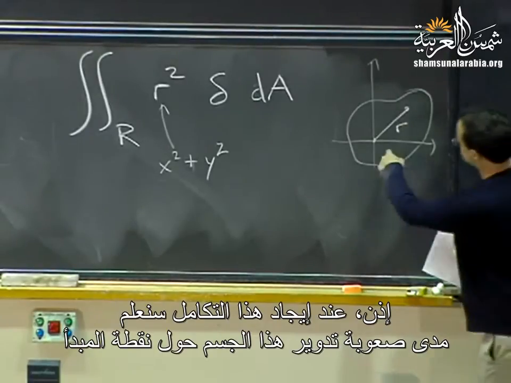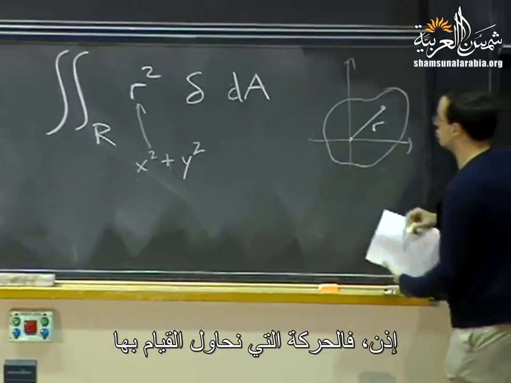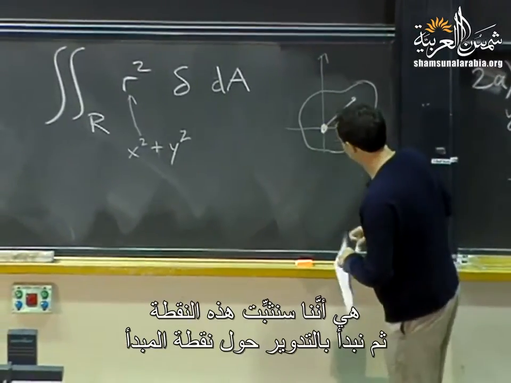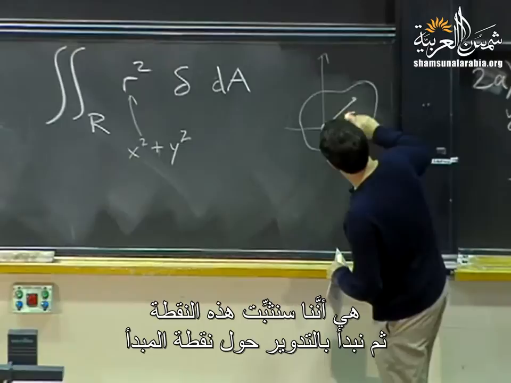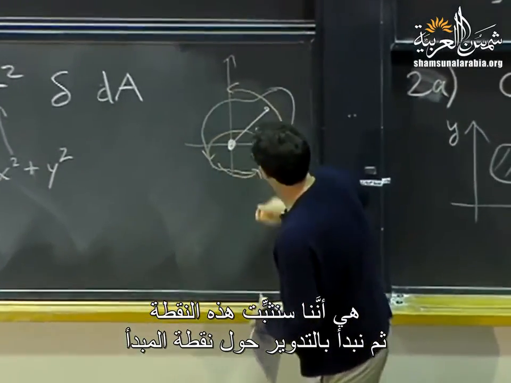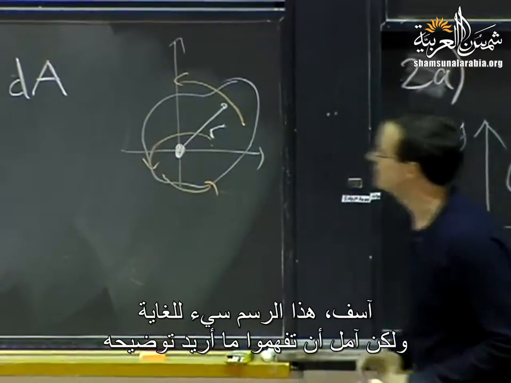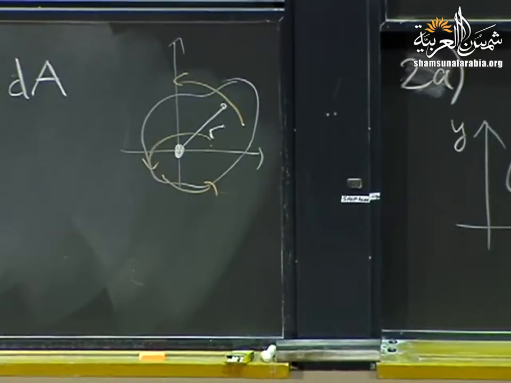Okay, so when you integrate this, that tells you how hard it is to spin that solid about the origin. So the motion that we try to do is we keep this fixed, and then we just rotate around the origin. Well, sorry, that's a pretty bad picture, but hopefully you get what I mean.